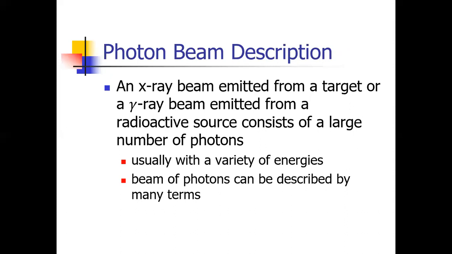Photon beam description. An X-ray beam emitted from a target or a gamma ray beam emitted from a radioactive source consists of a large number of photons. It usually has a variety of energies, and the beam of photons can be described by many terms.